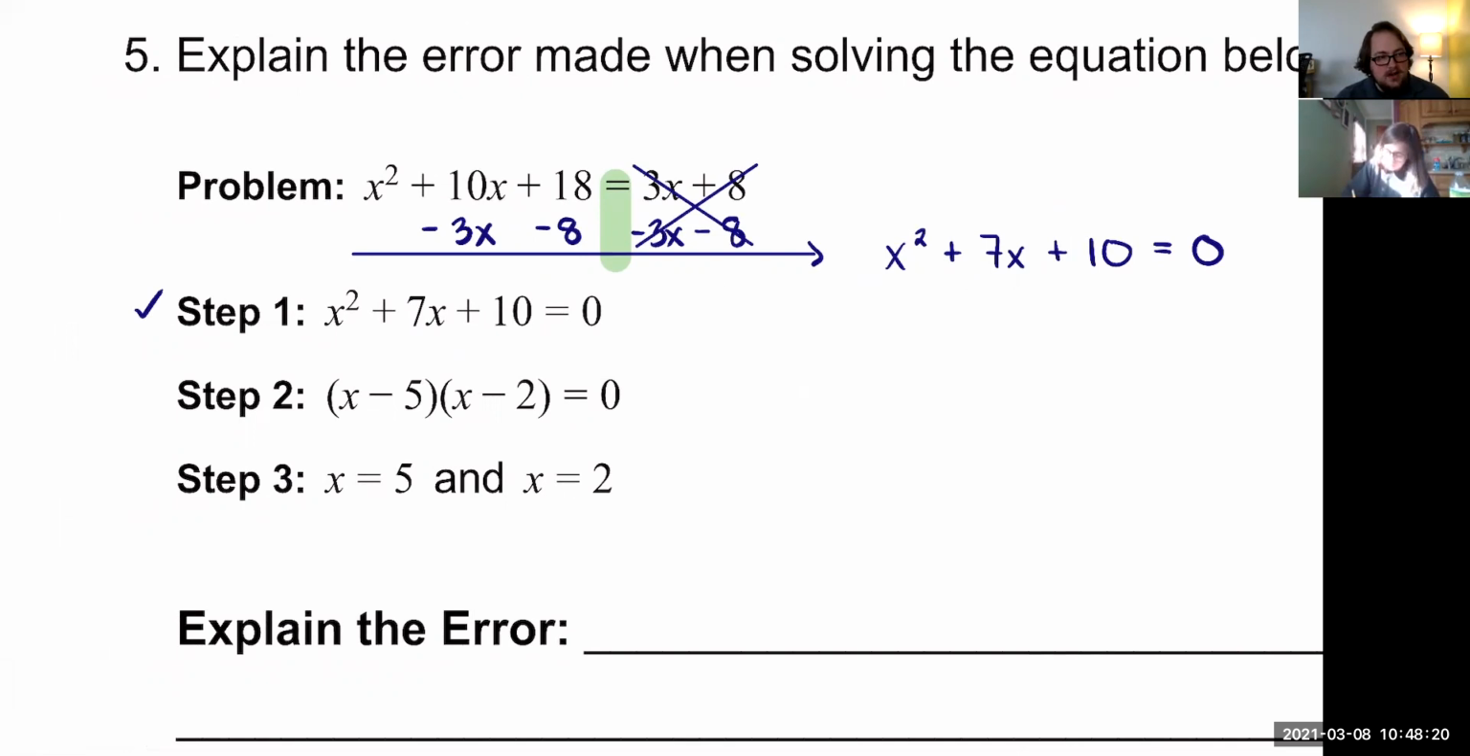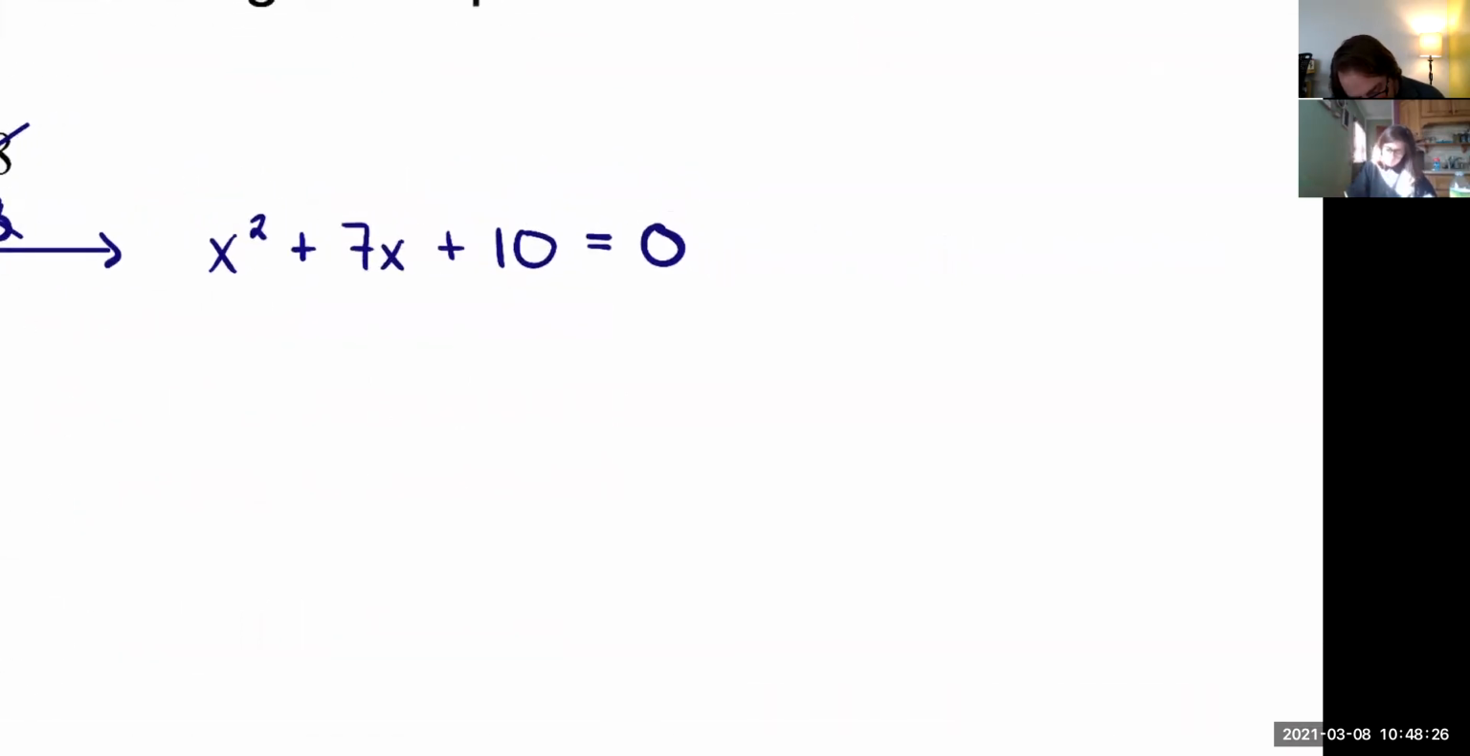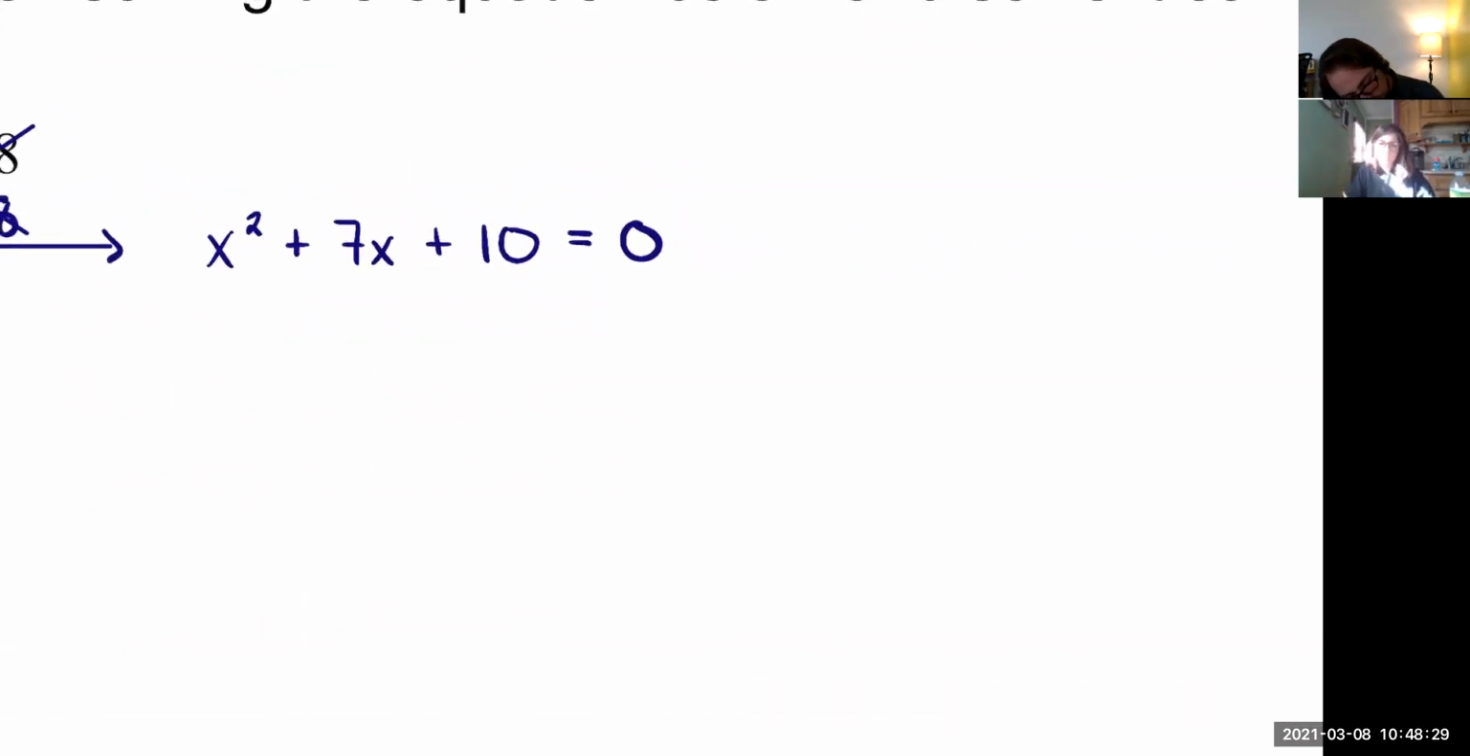After it's set equal to 0, next thing I need to do is I need to factor. Now, what do I always check for first? Greatest common factor, which I don't believe there is one. So then I switch gears here and I think, okay, maybe the asterisk method. And for that, what's my A? 1. What's my B? 7. And my C is 10.